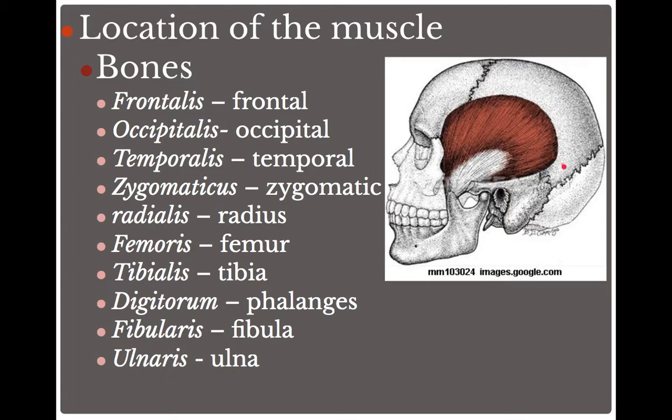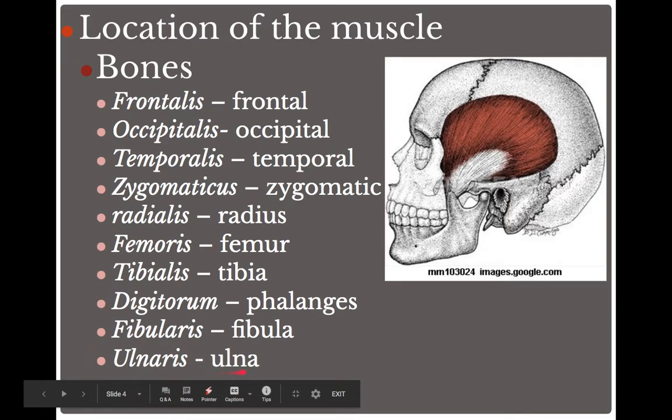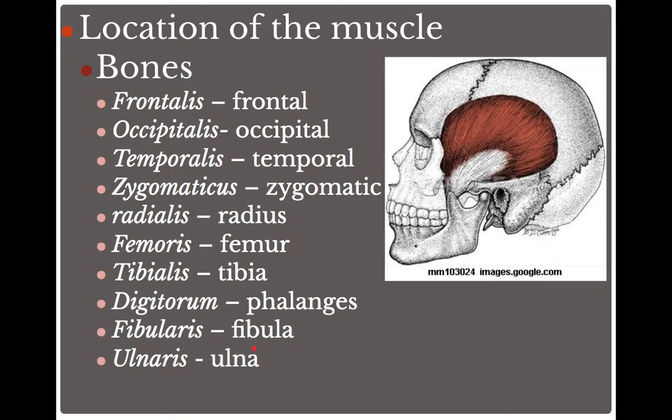The occipitalis muscle covers the occipital bone, and then pictured here you can see the temporalis muscle, which covers the temporal bone. In the facial region, there's the zygomatic bone, which is your cheekbone, and you have the zygomaticus muscle, which covers that. In the arm, you have the radialis muscle and the ulnaris muscle, which cover the radius and the ulna. They stretch across the radius and the ulna, which are your two lower arm bones.